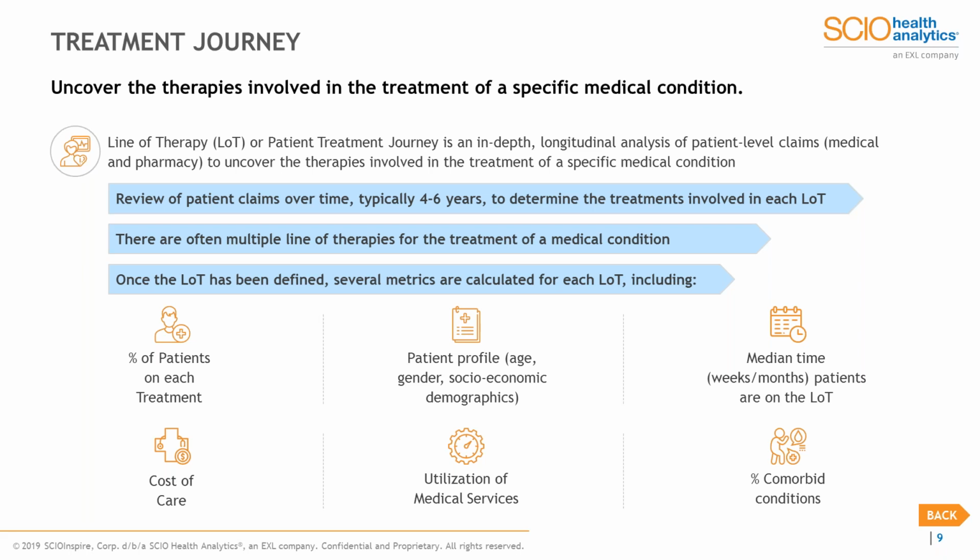Thanks, Alan. John. Pleasure to be here this morning and talk to all you folks about some exciting topics on patient intelligence. On this segment, we'll be taking a look at the patient treatment journey analysis. Understanding the patient journey is increasingly becoming an important layer of insights to pharmaceutical companies. Patient treatment journey or line of therapy is an in-depth longitudinal analysis of patient-level claims, and these are both medical and pharmacy claims, to uncover the therapies involved in the treatment of a specific medical condition.